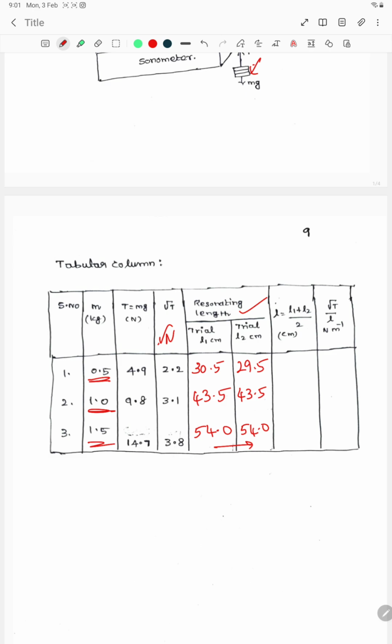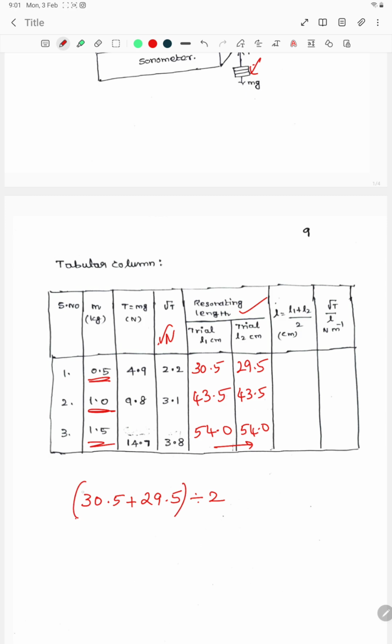Okay, so the mistake that you make while using the calculator, while taking an average, is this: you type 30.5 plus 29.5 divided by 2. If you do it like this, only the 29.5 will be divided by 2, and then the answer of that will be added to 30.5, which is wrong. You have to first add and then divide, isn't it?